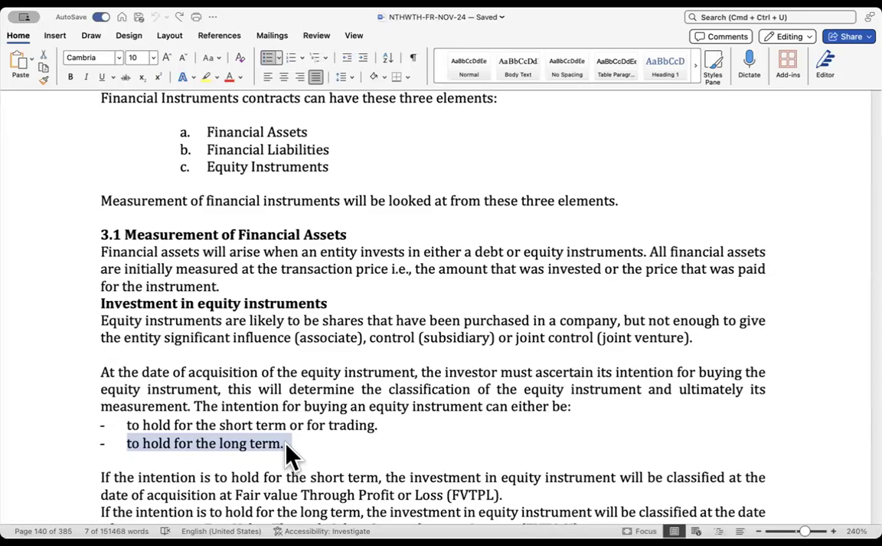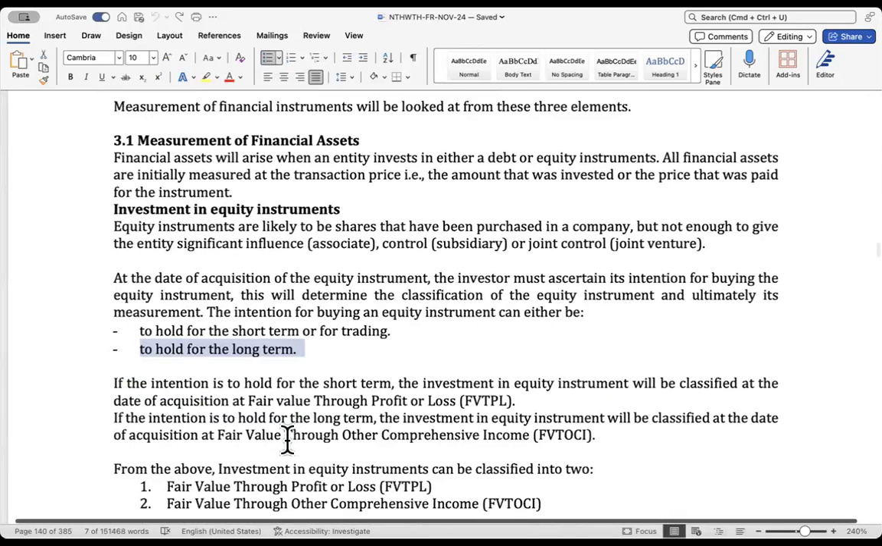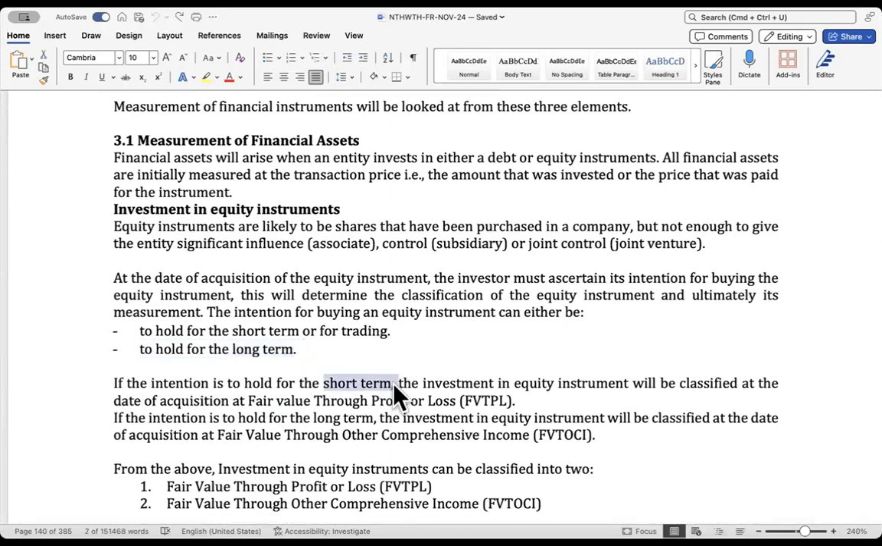And that is why you need to explain that financial asset. Are you holding it for the short term or for the long term? And the way we are going to know is this. If the intention is to hold the investment for the short term, you are going to classify that investment in equity instruments at the date of acquisition, the date you bought those shares, at fair value through P/L. That's the name you call it, fair value through P/L, if the intention is to hold it for the short term.